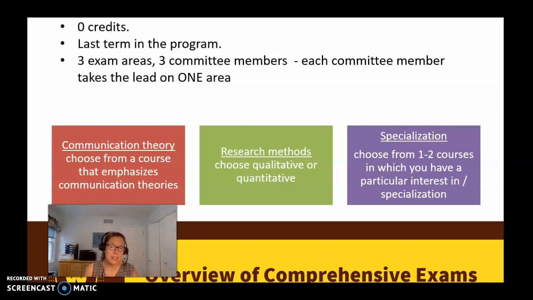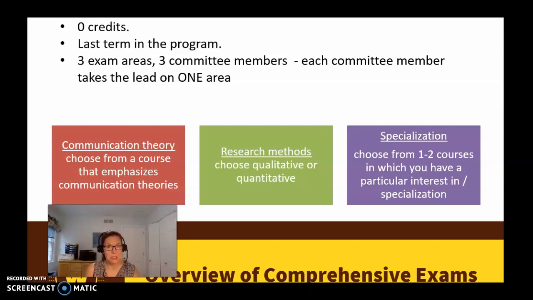Typically you take the comprehensive exams in your final semester of the master's program, and it consists of 3 areas: communication theory, communication research methods, and an area of specialization. So you have 3 areas that you're going to be writing about and then ultimately talking about in your oral defense, and you will have 3 committee members. This means that you will have your 1 advisor as a committee member and 2 other faculty members who will take the lead on 1 area.